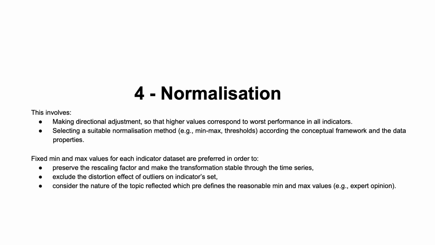The choice of trimming the so-called tails of the indicators is supported by the need to avoid having extreme values that overly dominate the results. The minimum and maximum data point of the remaining dataset after the exclusion of the outliers are taken as the min and max. We prefer the min-max values to preserve the rescaling factor and make the transformation stable throughout the time series. We also exclude the distortion effects of outliers on the indicator set. We want to always consider the nature of the topic and try to reflect reasonable min and max values.